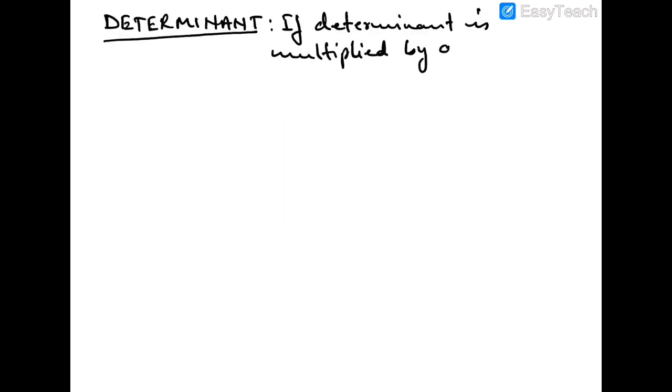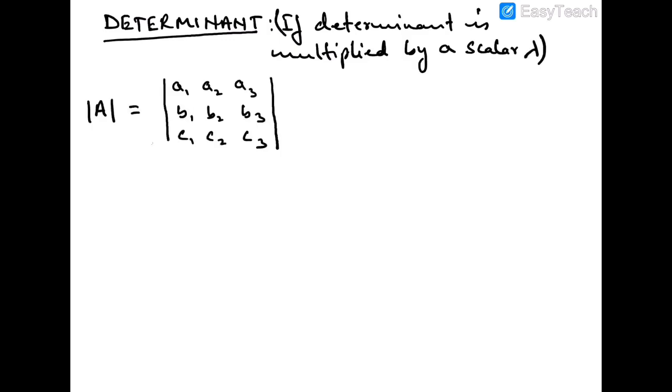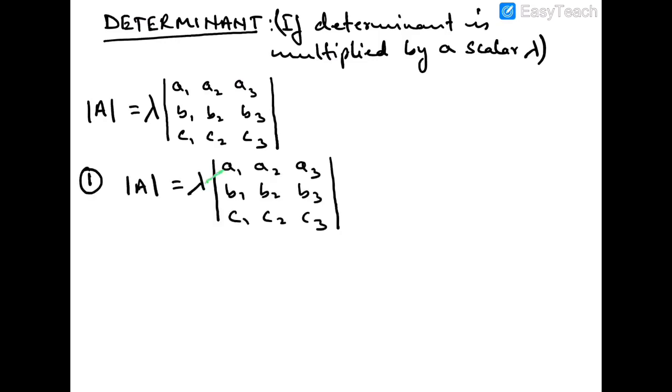Now what will happen if a scalar is multiplied with a determinant? Then in this case, the scalar will not multiply with each and every element of the determinant, but it will multiply with only one row or one column. So there could be 6 scenarios here.